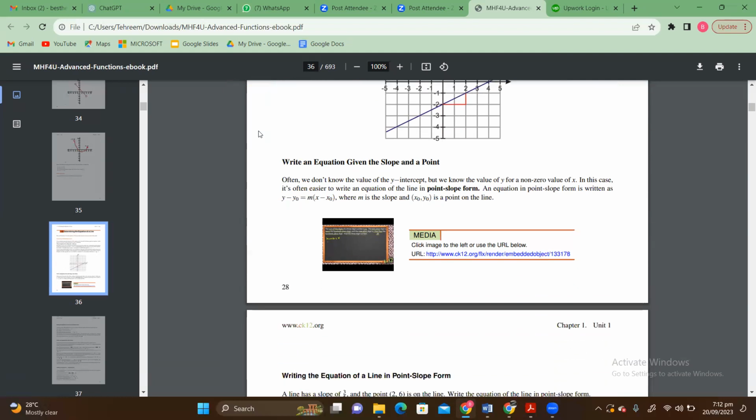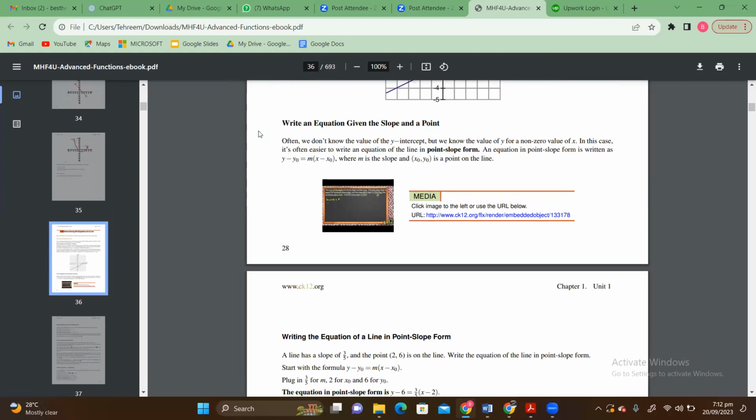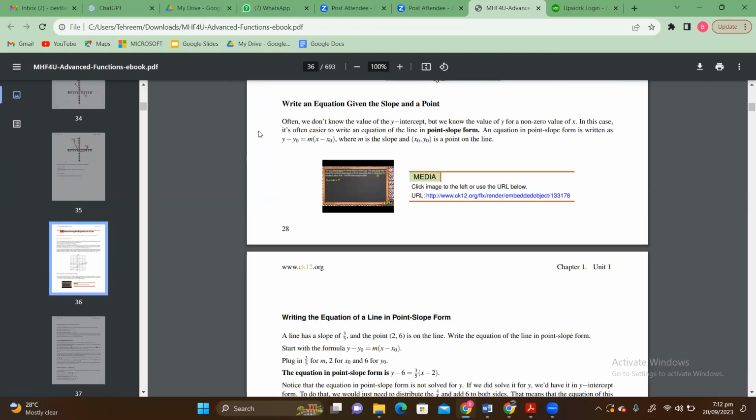Okay, write an equation given the slope and a point. Often we don't know the value of the y-intercept, but we know the value of y for a non-zero value of x. In this case, it's often easier to write the equation in point slope form. An equation in point slope form is written as y minus y naught is equal to m times x minus x naught, where m is the slope and x naught, y naught is any point on the line.